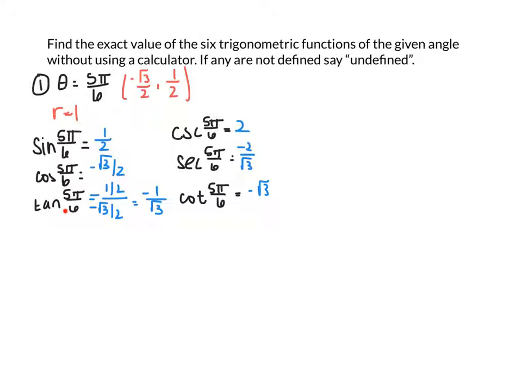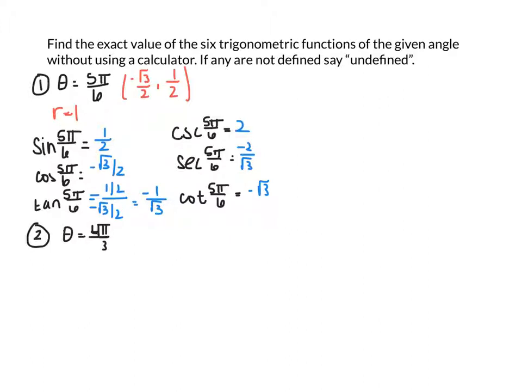Tangent is y over x, so 1/2 divided by negative root 3 over 2. Your over 2's cancel, you're left with just negative 1 over root 3. Cotangent is x over y, or it's the reciprocal of tangent, so negative root 3. Secant is r over x, or the reciprocal of cosine, so negative 2 over root 3. And cosecant is r over y, or the reciprocal of sine, which is just 2.